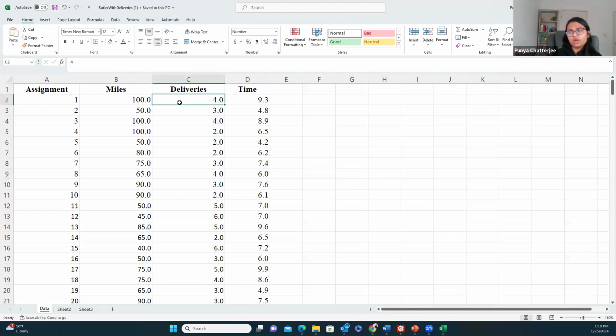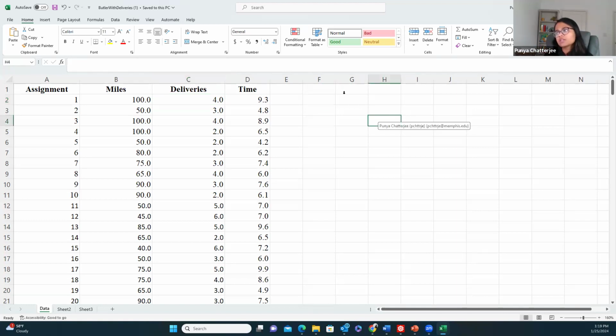So another question, what do you think would be the relationship between deliveries and time? Do you think they will have an increasing relationship or a decreasing relationship? In other words, if you do the regression, would you find the coefficient to be positive or negative? If it's positive, that means it's increasing. If it's negative, that means it's decreasing. Positive, right? Because intuitively, if you have to cover the same miles but stop at more places to make that many deliveries, it would take more time. So if we do the regression, we should get the coefficient to be positive.